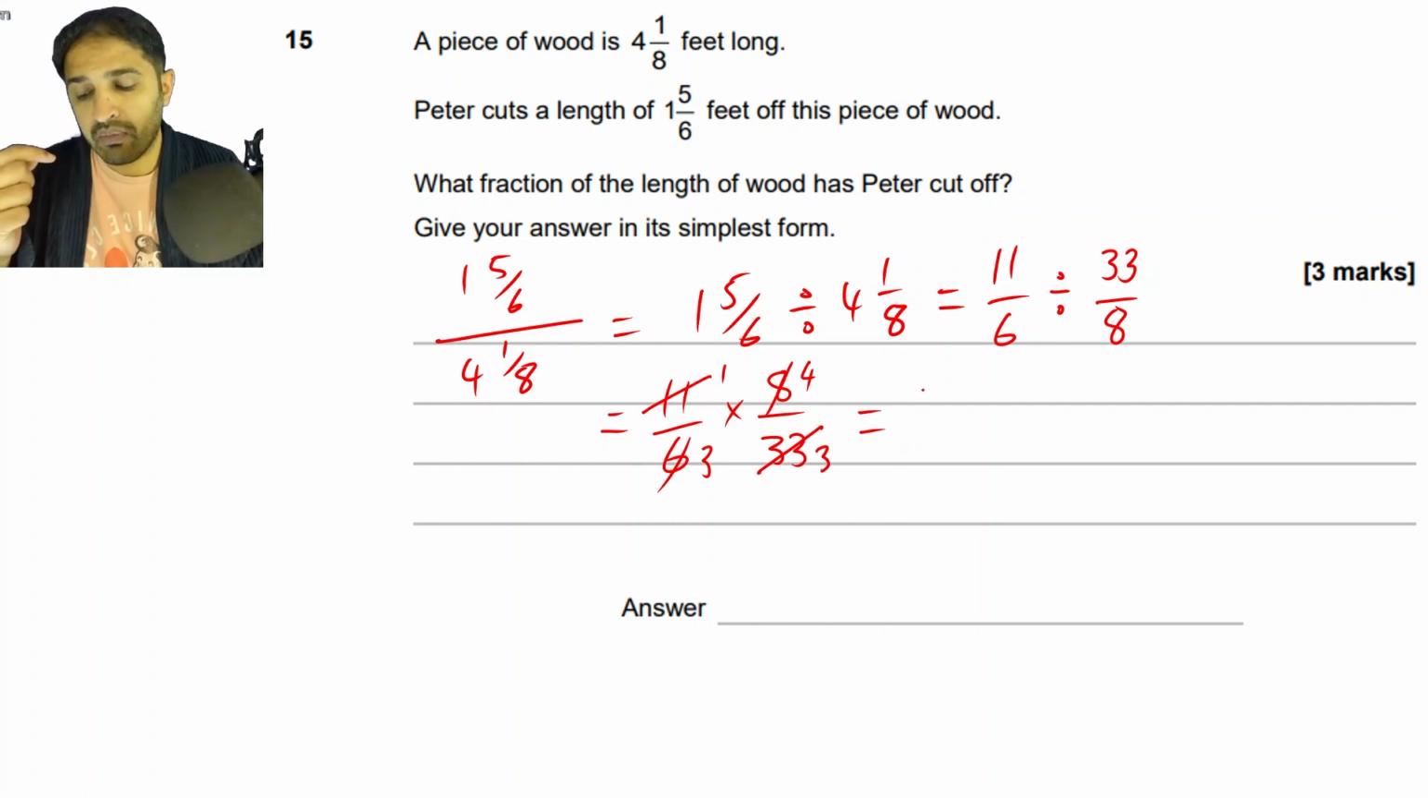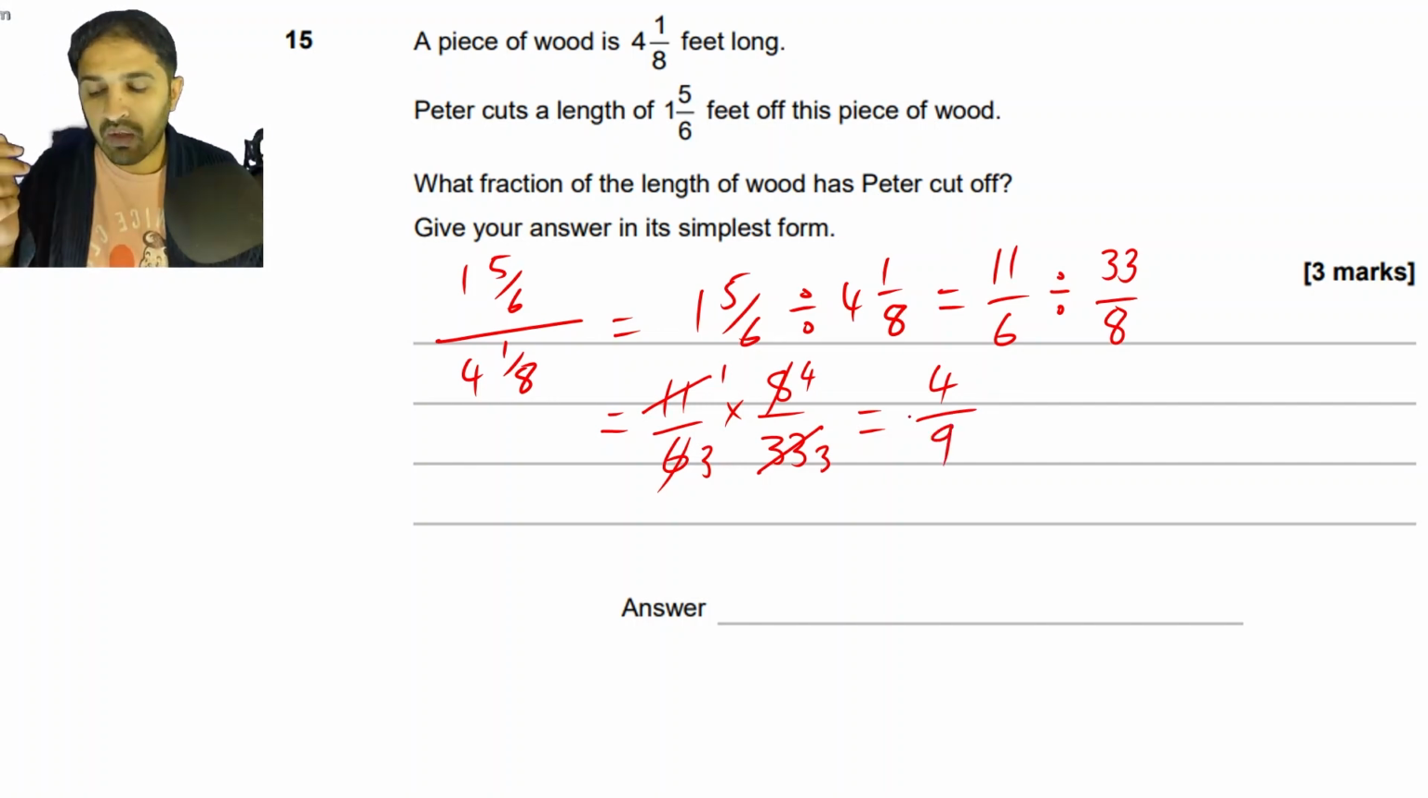So now we can multiply these smaller numbers, which is a lot easier, a lot simpler. Okay, 1 times 4 is 4, and 3 times 3 is 9. So we should have got 4 ninths. And 1 and 5 sixths as a fraction of 4 and 1 eighth is going to be 4 ninths. Okay.